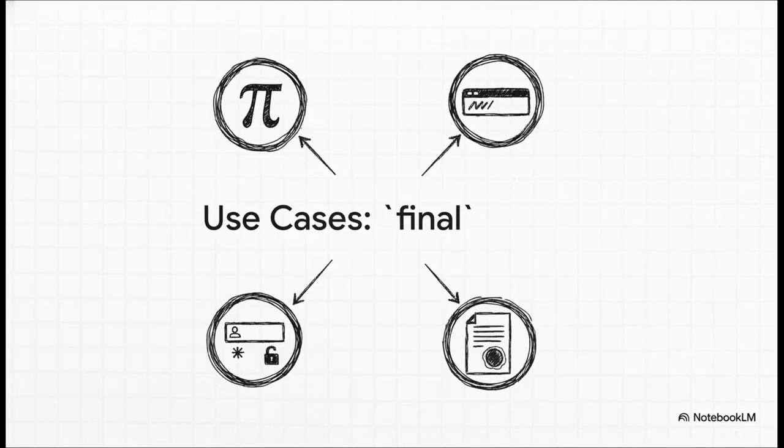So where do you use this in the real world? Well, think about the obvious stuff, like mathematical constants, pi, for example, or really important configuration settings, like the max number of login attempts, maybe the base URL for an API that your application talks to. Basically, any value that defines a fundamental rule for your app is a perfect candidate for final.